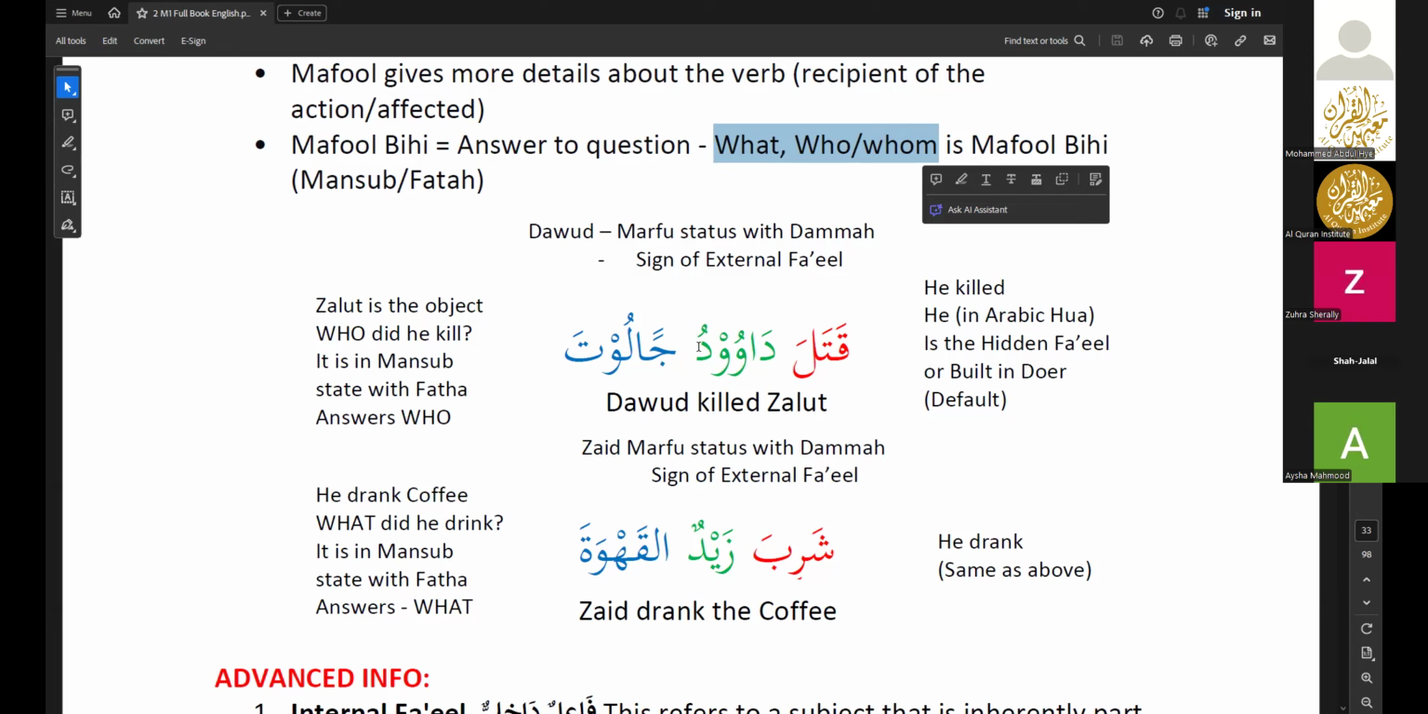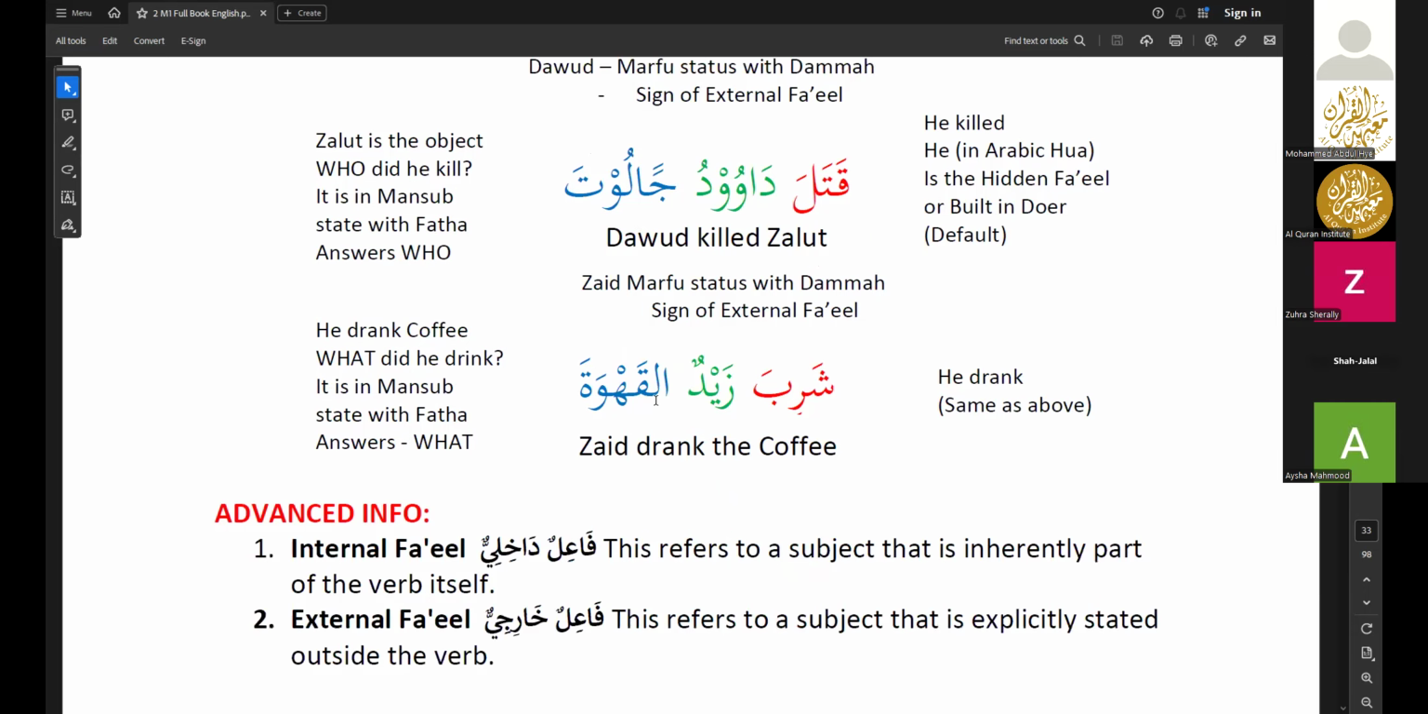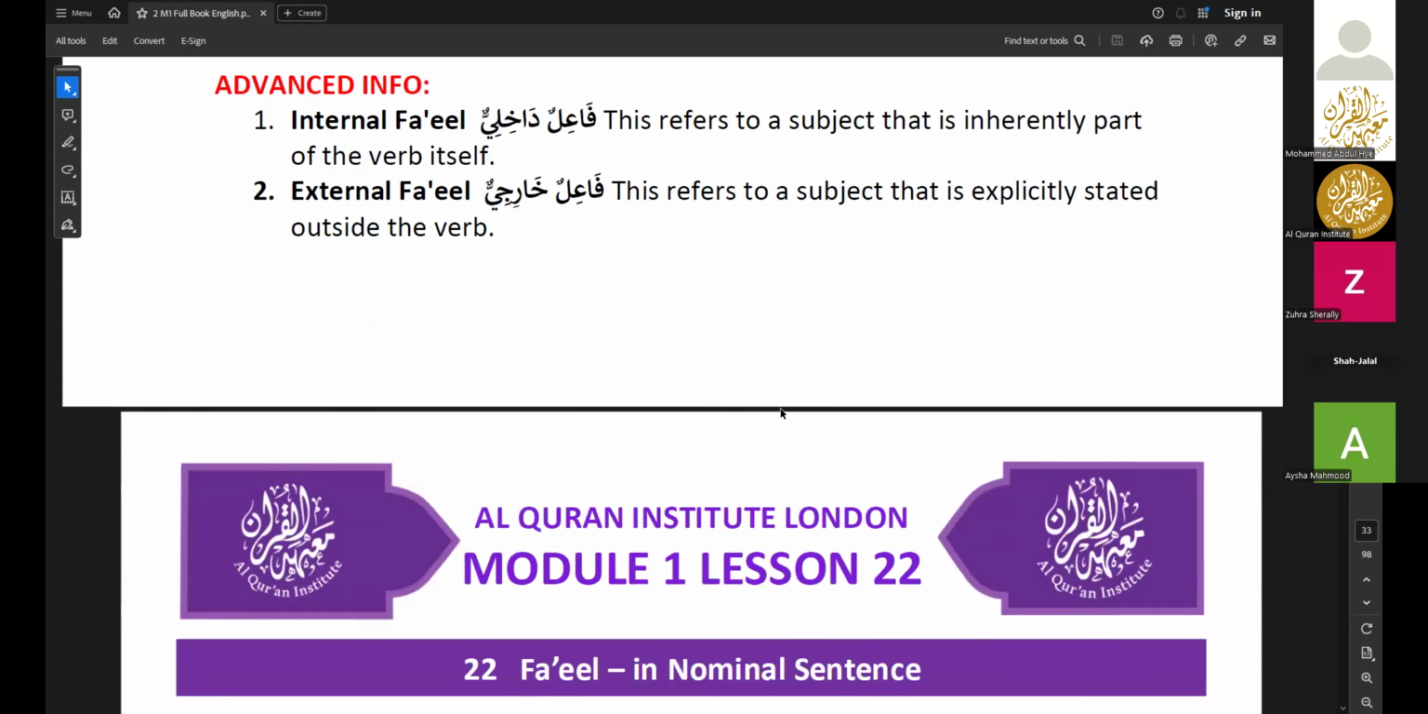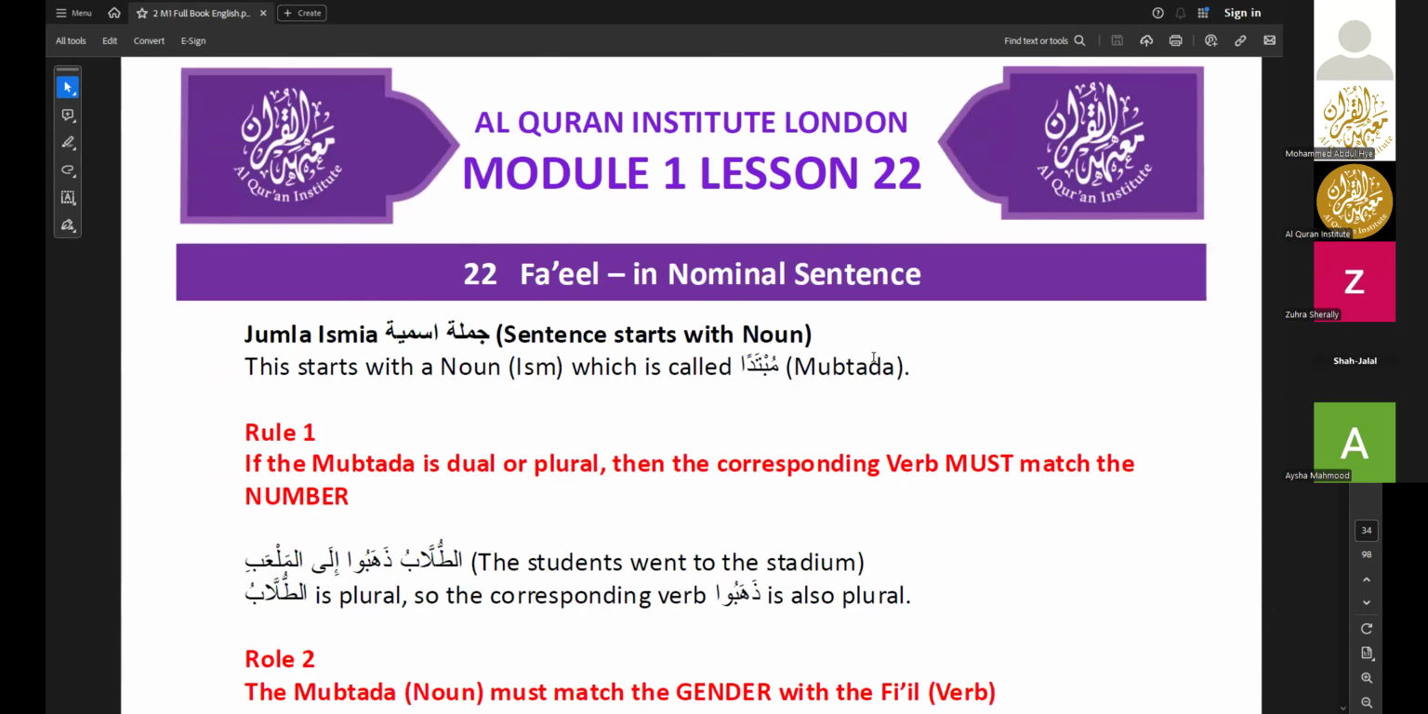Yes. Qatala Dawood Jaluta. Who was killed? Who is Jaluta? And what killed? We can't ask this question. So it's just one maf'ul, Jaluta. Yes. So depending on the examples, we can have more than one maf'ul. Very good. Advanced topics we will come to later, once we are stronger on the fundamentals. Okay.